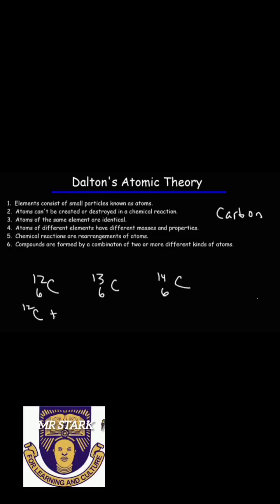Carbon-12 will react with oxygen to produce carbon dioxide. Carbon-14 will also react with oxygen to produce carbon dioxide. So these atoms, even though they're different isotopes, are still of the same element. They have the same chemical properties, but they do differ in their nuclear properties.